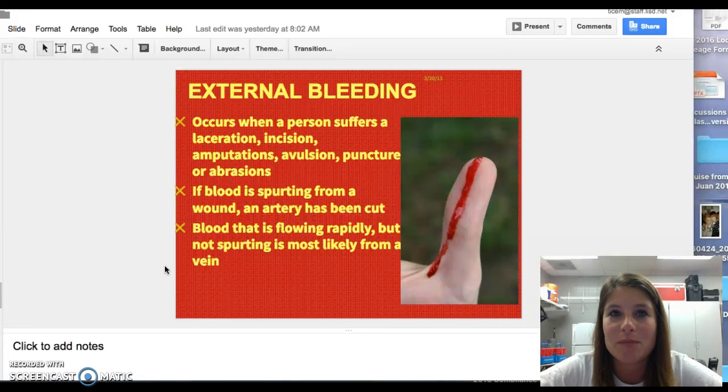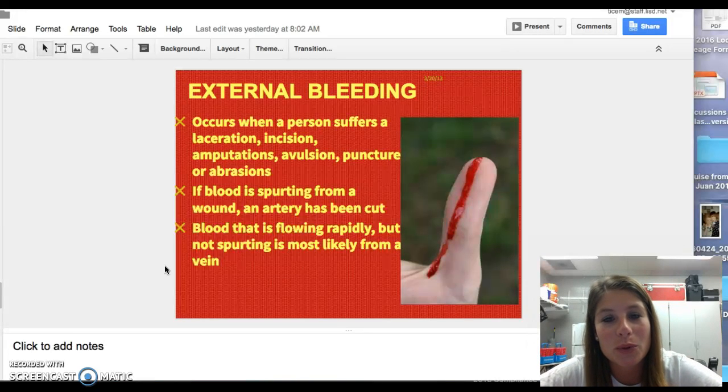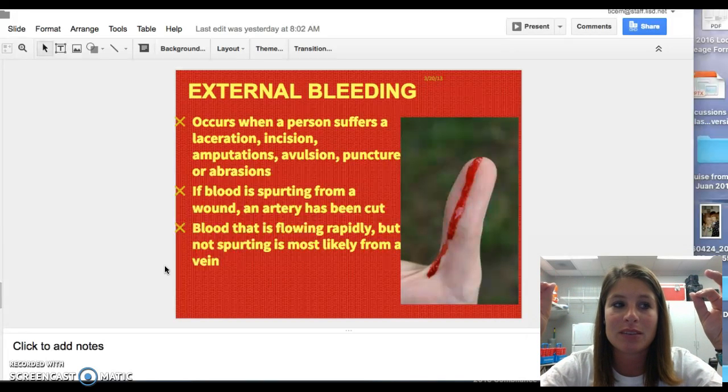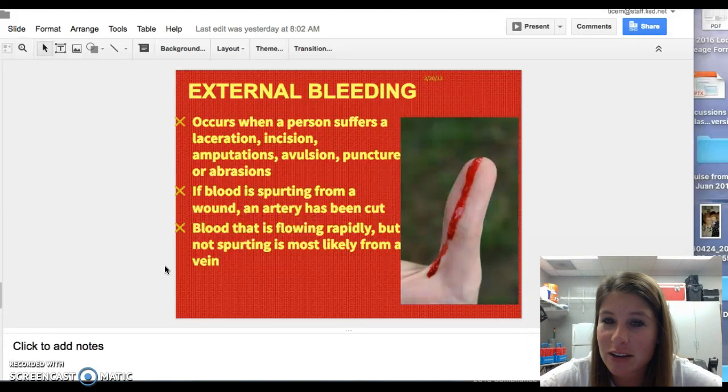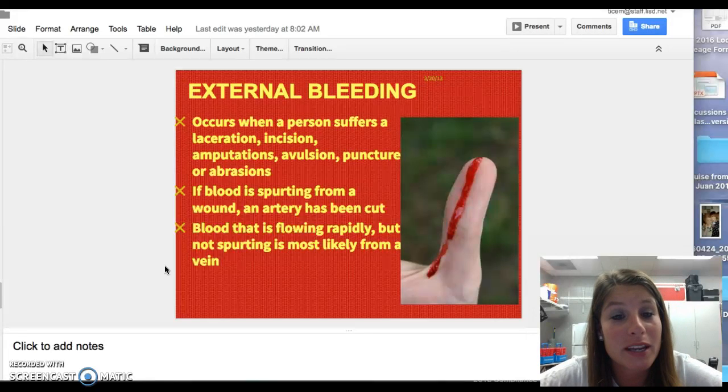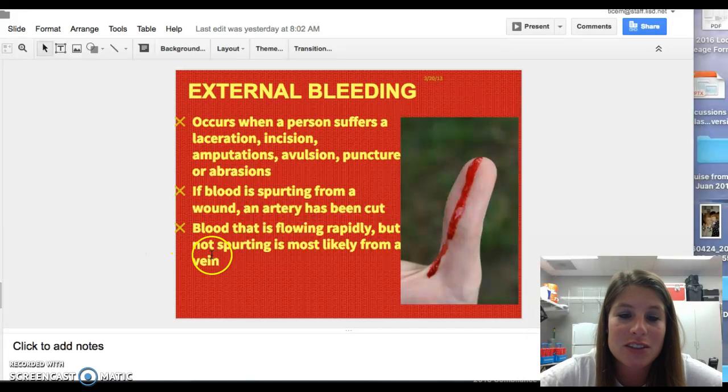When we're dealing with our minor wounds, most of the time we're dealing with what we call capillaries, which is just the itty bitty path that the blood travels in, like our fingers and our toes and that kind of stuff. But the big injuries are when we deal with the arteries. So look for that spurting.